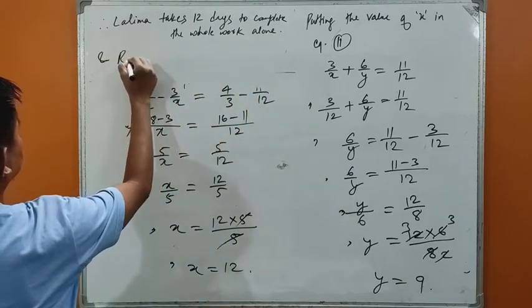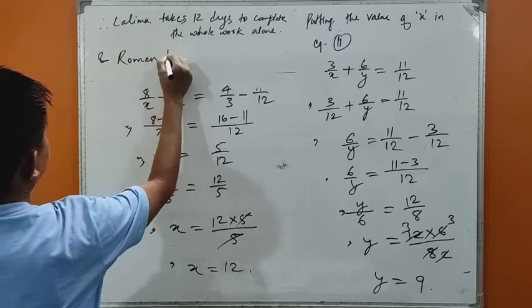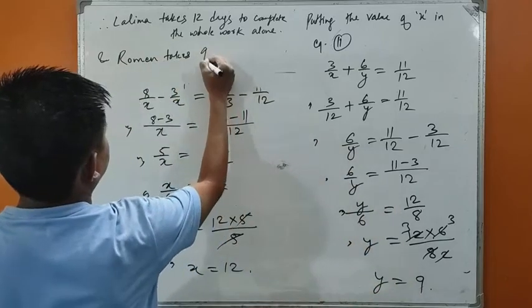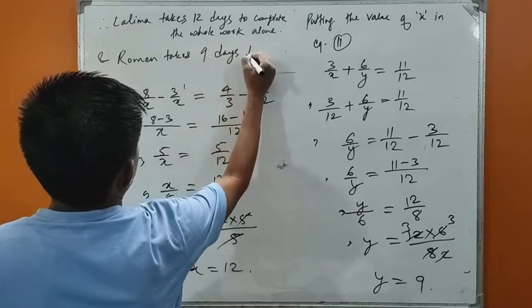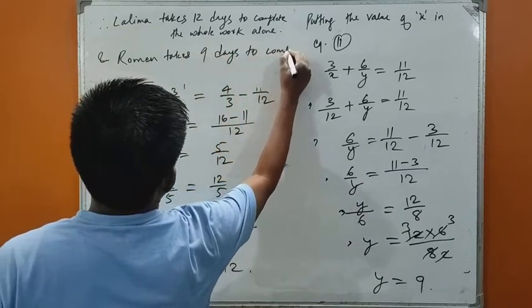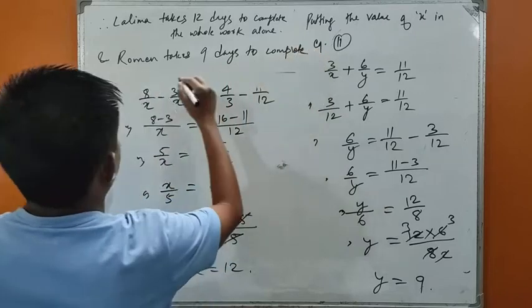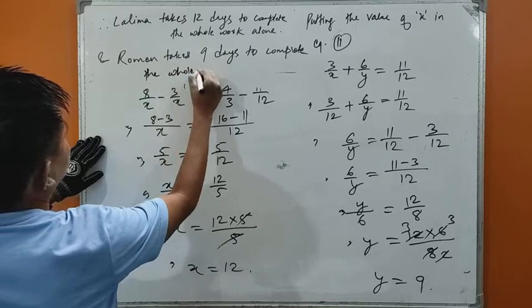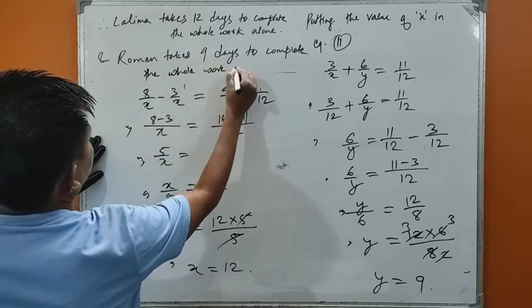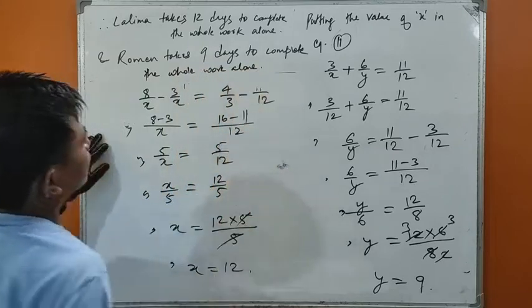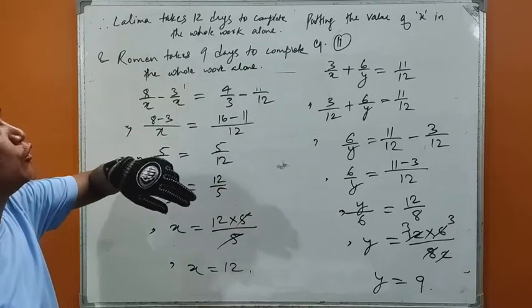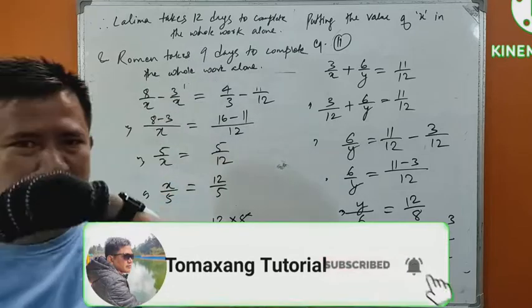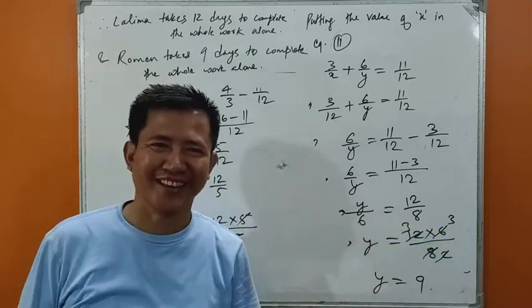And Roman takes 9 days to complete the whole work alone. Isn't it? So Lalima takes 12 days to complete the whole work alone, and Roman, if he works separately, he takes 9 days to complete the whole work. Okay, we got this.